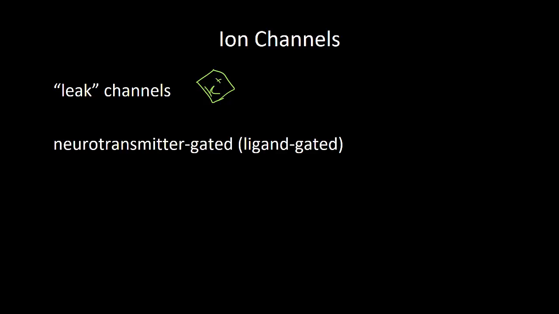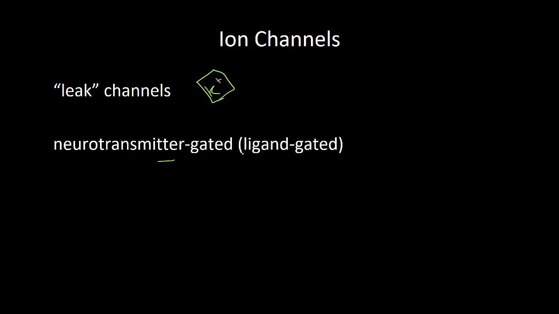Which way does the potassium flow? It's going to go down its concentration gradient, right? Normally, the concentration is higher inside than out, so potassium will flow out through these channels. There are other kinds of channels, though, and we're going to talk about those in this lecture and then some later.